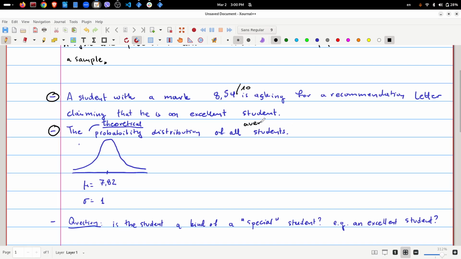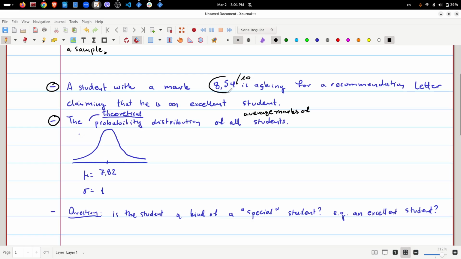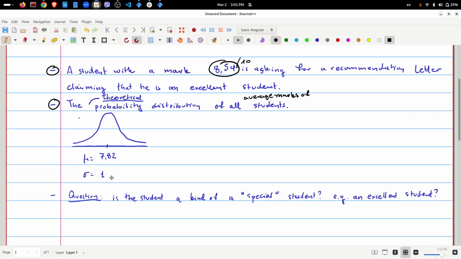Average here. Let's suppose that this is this theoretical distribution. It has some mean of 7.82 and some standard deviation. These are just random numbers here. Based on this number and on this theoretical distribution, I have to decide whether the student is a kind of a special student, for example, if he's really an excellent student.